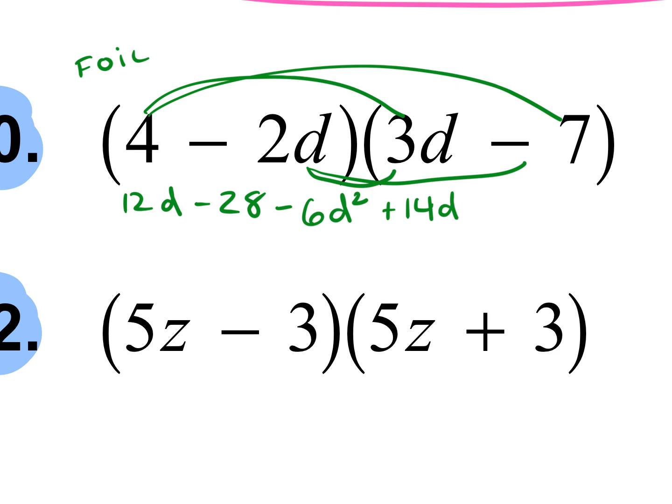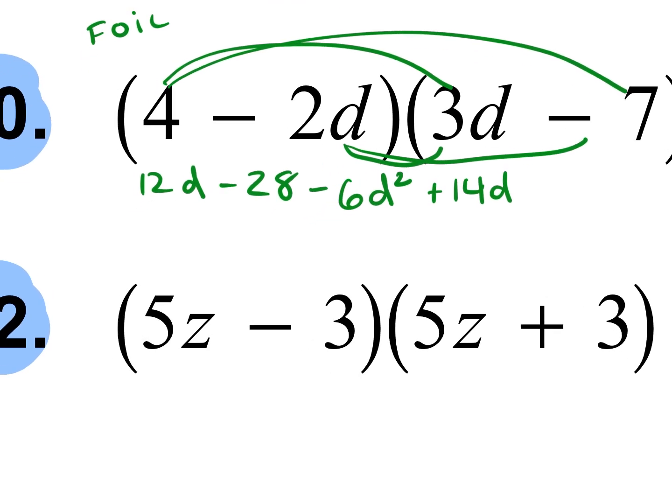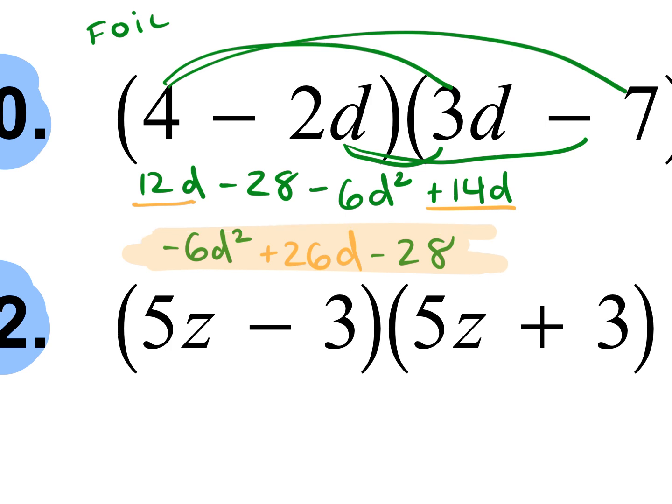So let's combine our like terms and put it into standard form. What's going to come first? Negative 6d squared. What would come next? What's 12d plus 14d? 26d. And then minus 28. Any questions here?